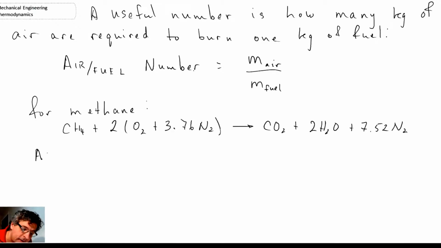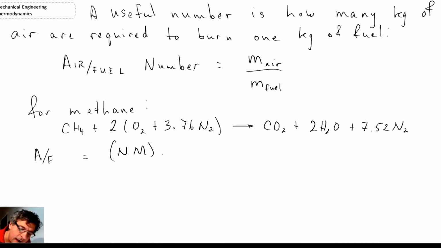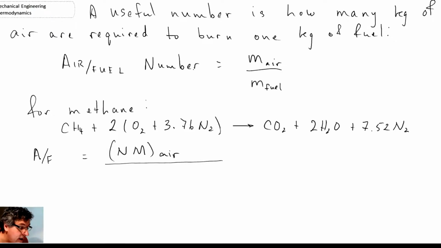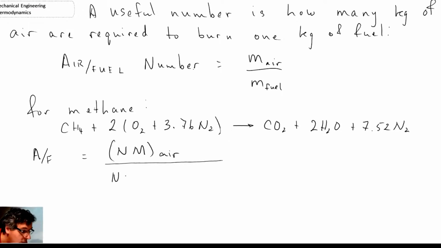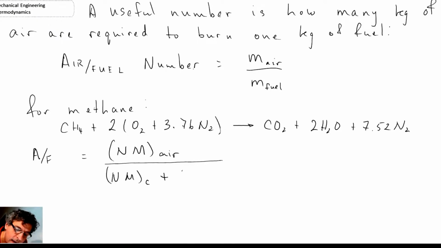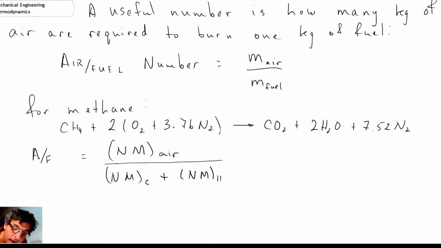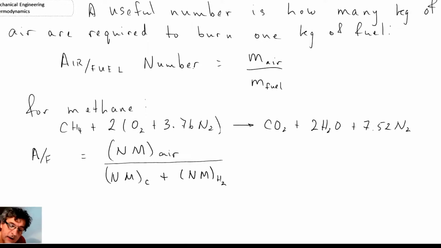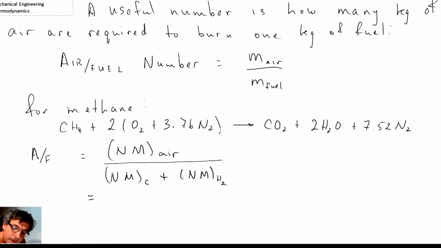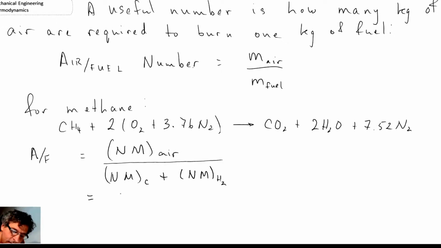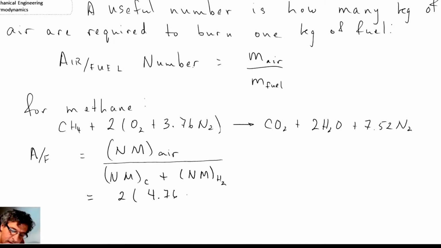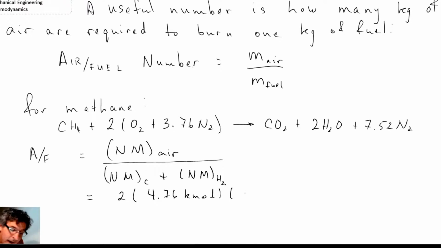Now, if we're looking at the air to fuel ratio, what we would do is we would take the number of moles multiplied by the molar mass of air, because remember, number of moles is going to be in kilomoles, molar mass is kilograms per kilomole, and we divide that by our fuel. And here we're dealing with methane, so we would have the number of moles multiplied by the molar mass of carbon plus the number of moles multiplied by the molar mass for, and in this case I'll use diatomic hydrogen. And looking at our reaction now, for the number of moles of air, that consists of both oxygen and nitrogen. And so what we have in our balance equation is 2, and then 4.76 kilomoles of air, multiplied by the molar mass for air, which we said was 28.84 kilograms per kilomole.